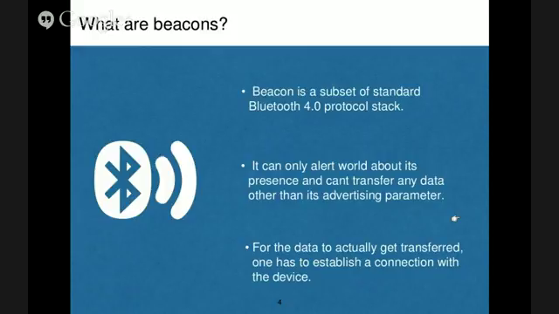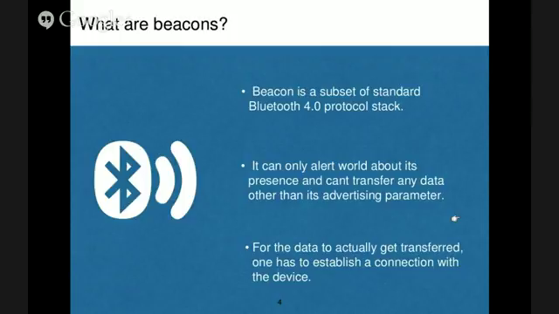Again, a lot of people misunderstand that a beacon can actually transmit data, but the actual thing is a beacon doesn't transmit data. As I've already discussed, it only broadcasts three parameters, namely UUID, major, and minor. So it can only alert the world about its presence and can't transfer any data other than its advertising parameters. Third point: for data to actually get transferred, one has to establish a connection with the device.